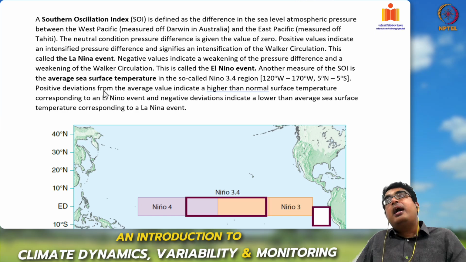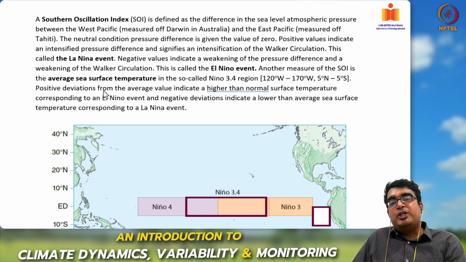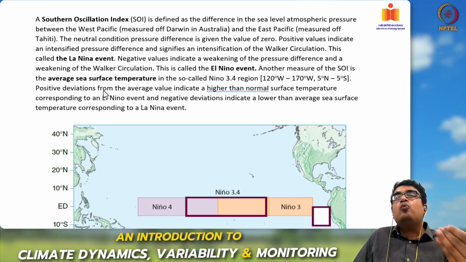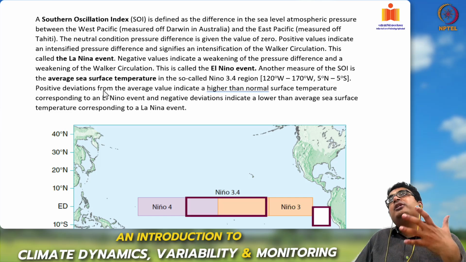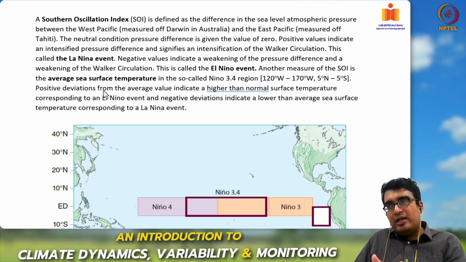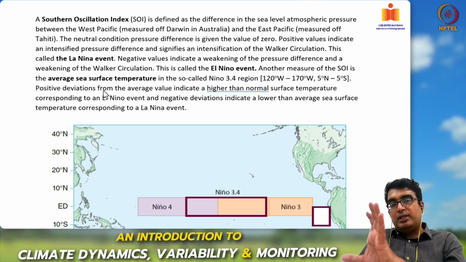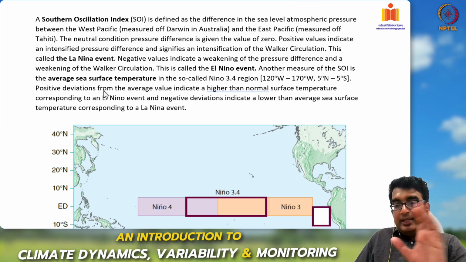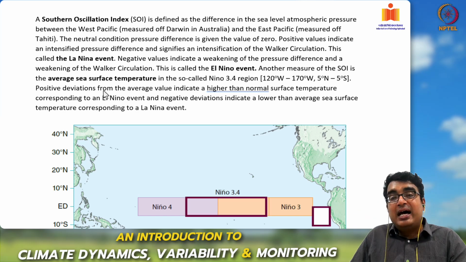Okay. And negative values of delta P indicate a weakening of the pressure difference and the associated weakening of trade winds and Walker circulation. This weakening, where the Walker circulation weakens, we have lower trade winds and lower flows of ocean water from the East Pacific to West Pacific, is called the El Nino event. So weakening of Walker circulation, El Nino event; strengthening of Walker circulation is the La Nina event.